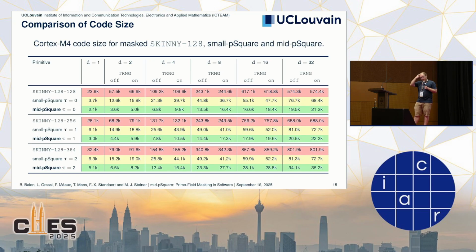Regarding the code size, it looks even much better. I mean, bit-sliced implementations generally have a larger code size. And then a fixed slice implementation even doubles this code size. So skinny has a larger code size, up to even more than an order of magnitude. And mid-p square is still a few times smaller than small p square. So it's very efficient from an implementation point of view on this target.